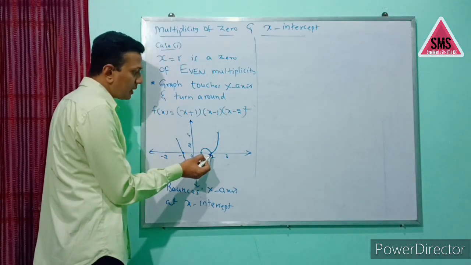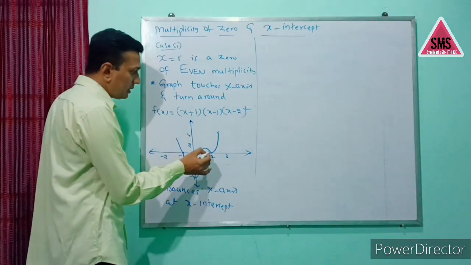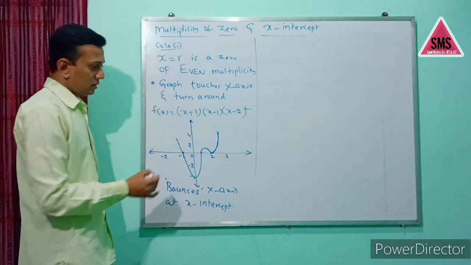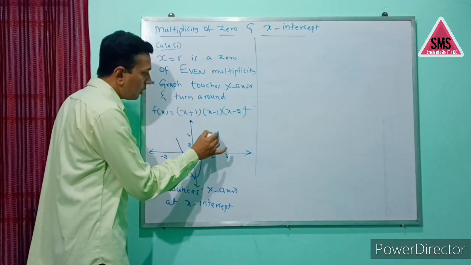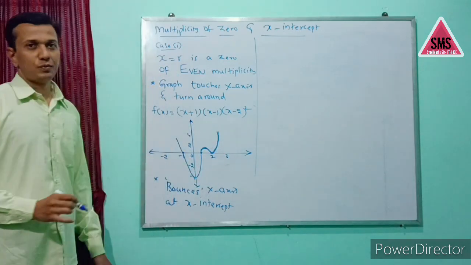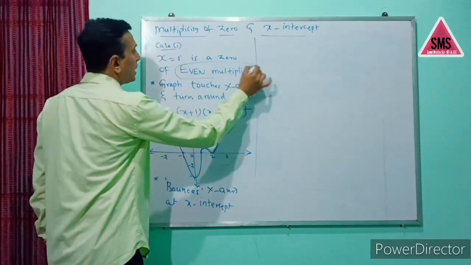So what is the x-intercept here? Whichever multiplicity we are having, at that particular zero, it is bouncing. Just like when we tap a ball on the floor and it bounces, it is bouncing at 2. So this is the nature of the graph when it has even multiplicity.